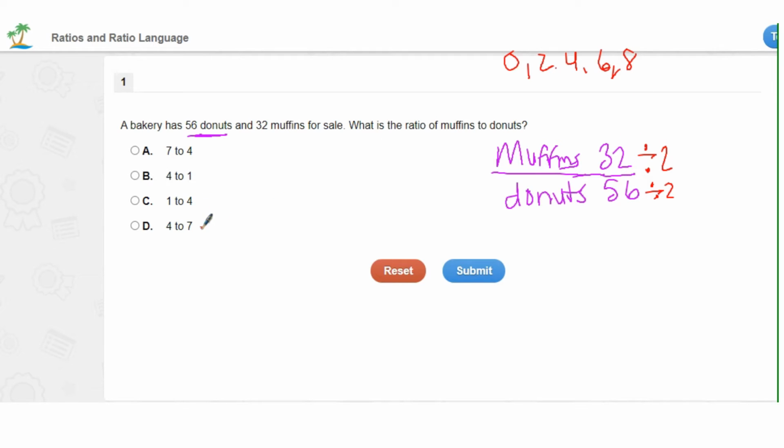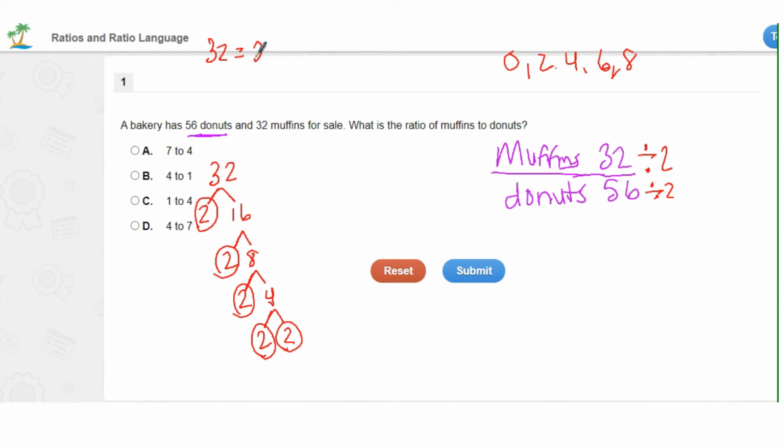Or you can just find the greatest common factor. You can use prime factorization. So let's do that. 32, we'll have 2 and 16. You circle 2 because it's prime, keep going with 16. 2 and 8, circle 2 because it's prime, keep going with 8. 2 and 4, circle 2 because it's prime. And remember, for a prime number, the only whole number factors are 1 and itself. So the prime factorization for 32 is equivalent to 2 times 2 times 2 times 2 times 2.